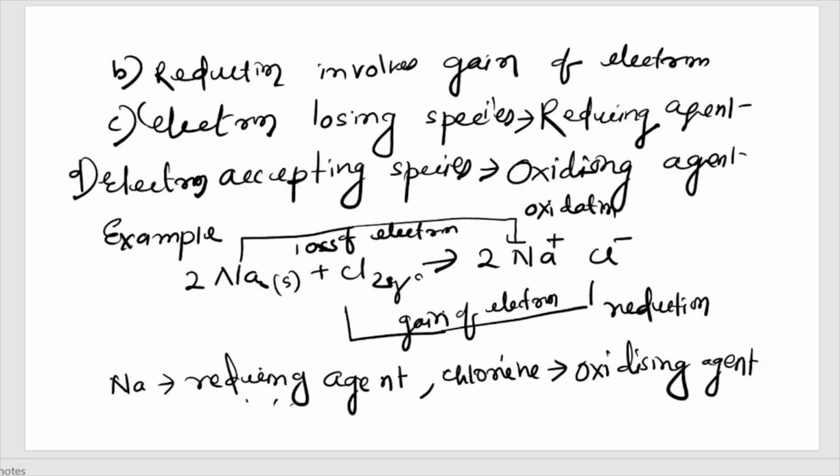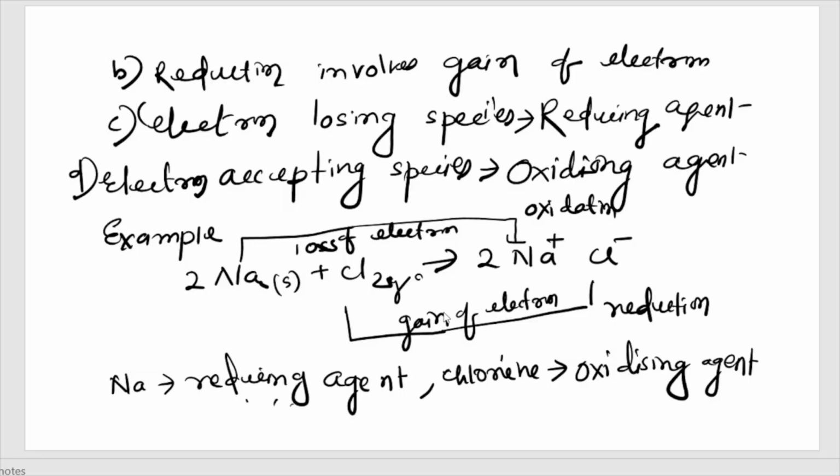So for example, here 2Na plus Cl2 gives 2Na plus Cl minus. Now see, this is a simple one. Sodium is solid; when it loses electron it changes to Na plus. Cl2 is chlorine gas; when it gains electron it changes to Cl minus. When you read ionic bond formation, at that time it will be clear. But here we see reducing agent, oxidizing agent, oxidation, reduction from this example.